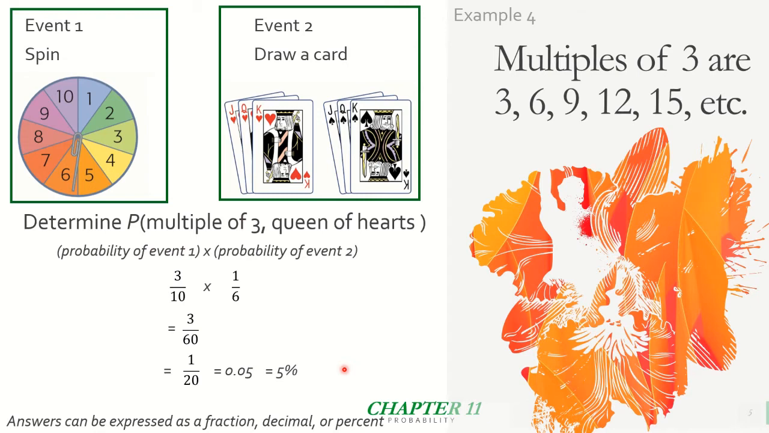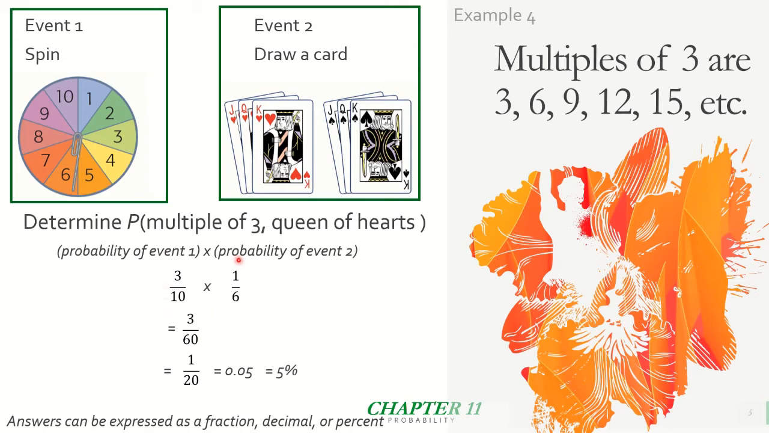All right, last example with these two events. This time, I want the probability of a multiple of 3 on the spinner and the Queen of Hearts from the cards. Just a reminder, the multiples of 3 are 3, 6, 9, 12, 15, etc. On our spinner, there's 1, 2, 3 of those multiples. So 3 out of 10 is our first fraction.